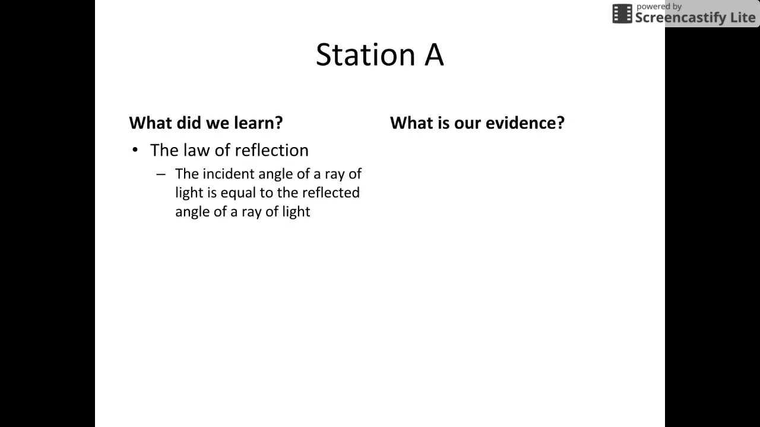So starting with Station A, even if you didn't begin there, start there because your paper starts there. What did we learn from Station A? Well, we saw some evidence for the law of reflection. And the law of reflection states that the incident angle, that's the incoming angle of a light ray, is equal to the reflected angle of that ray of light. Our evidence is what we saw in the lab activity.